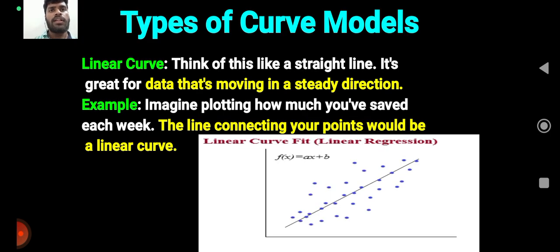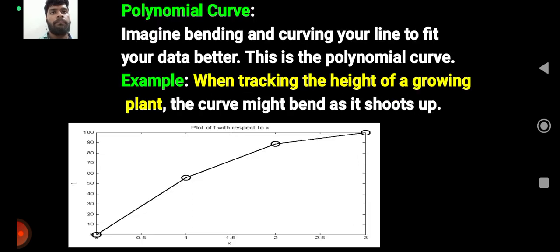And let us see the types of curve models. The linear curve: when we plot the points on the graph and join them, we get a straight line. This is called a linear curve. An example is, imagine plotting how much you saved in a week, and the line connecting your points would be a linear curve.